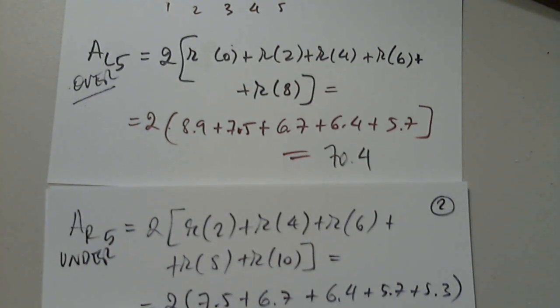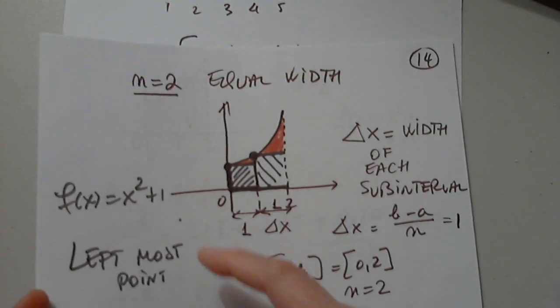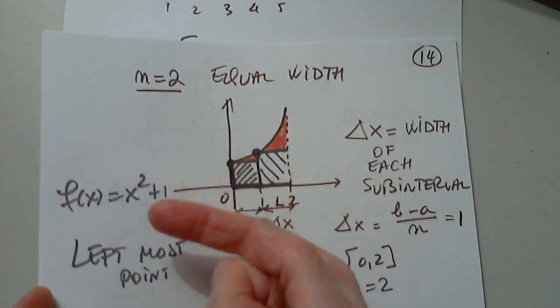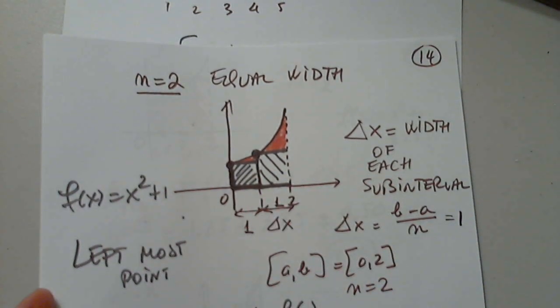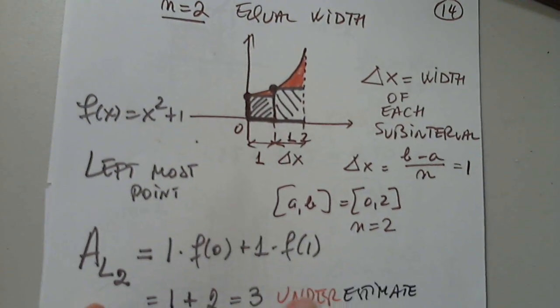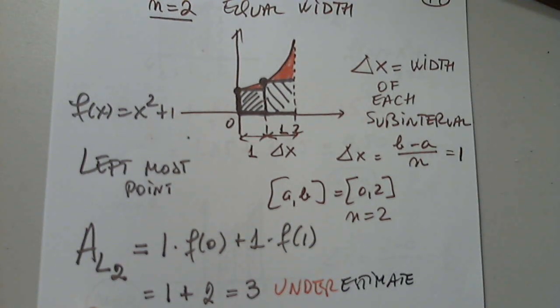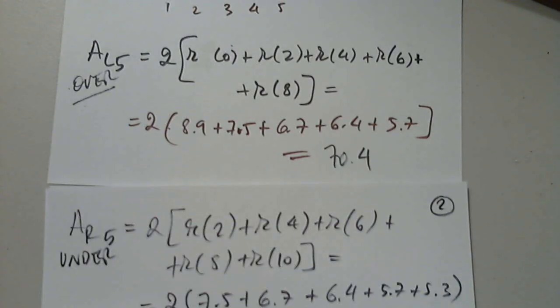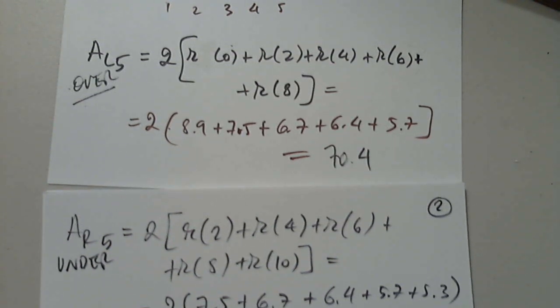So as we mentioned last time, it depends on the function. In our case, we had an increasing function. The leftmost point will be the underestimate. The rightmost point will be the overestimate. So it depends on whether the function is increasing or decreasing. Any questions on this? Is this better?